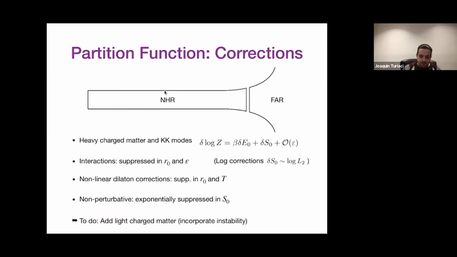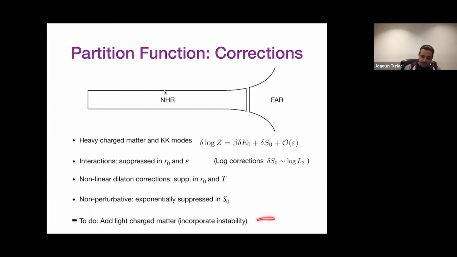Okay, so there are similar comments about the correction. Heavy charged matter and KK modes all produce corrections that are temperature independent. To reiterate, for example, there is a correction in S0 proportional to log L2, which, if you were in flat space, this L2 would be Q, and this would be a log Q correction or log area. Interactions are suppressed in large R0 and also in epsilon, where epsilon is the cutoff in AdS2. And all the same things I said before.